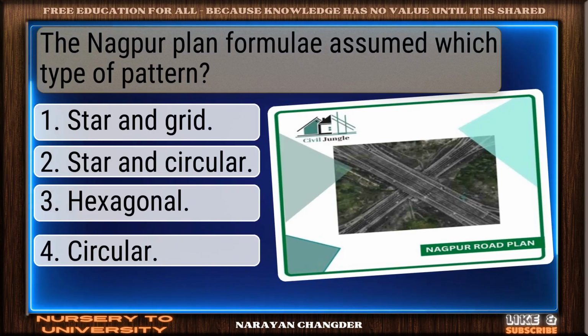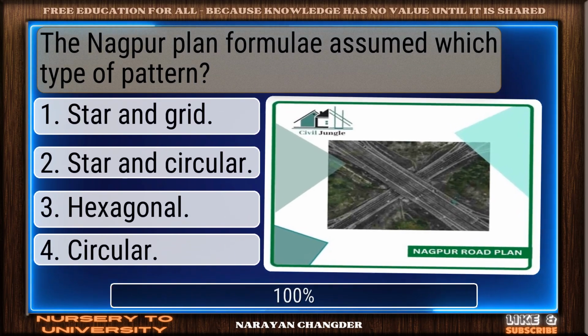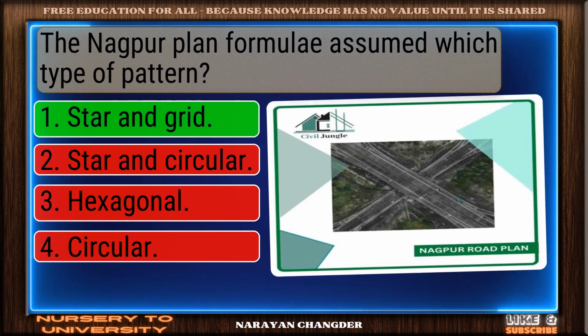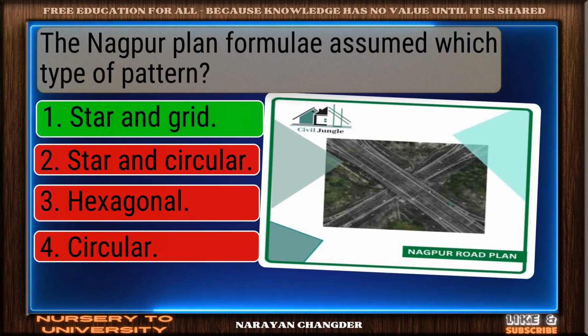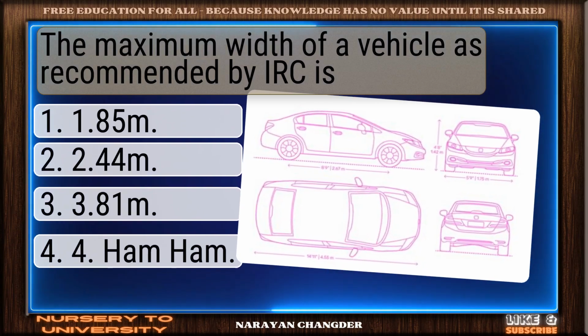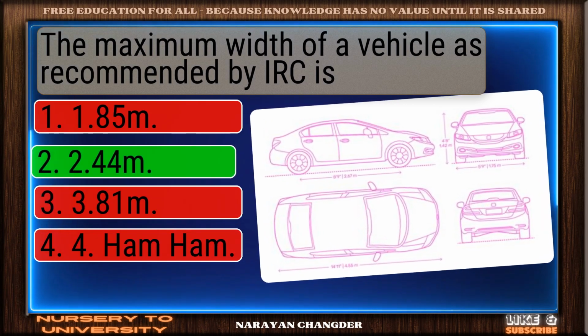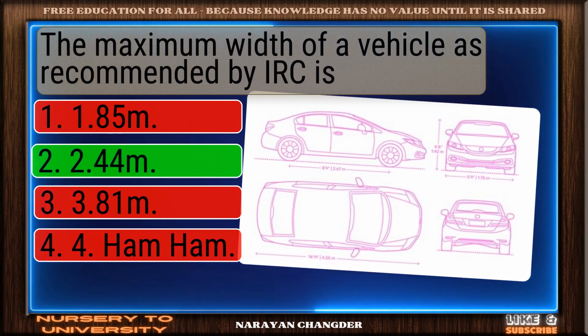The Nagpur plan formulae assumed which type of pattern? Clear logic. Your choice, star and grid, is sound and 100% true. The maximum width of a vehicle as recommended by IRC is... Great thinking. 2.44 m is the right choice.